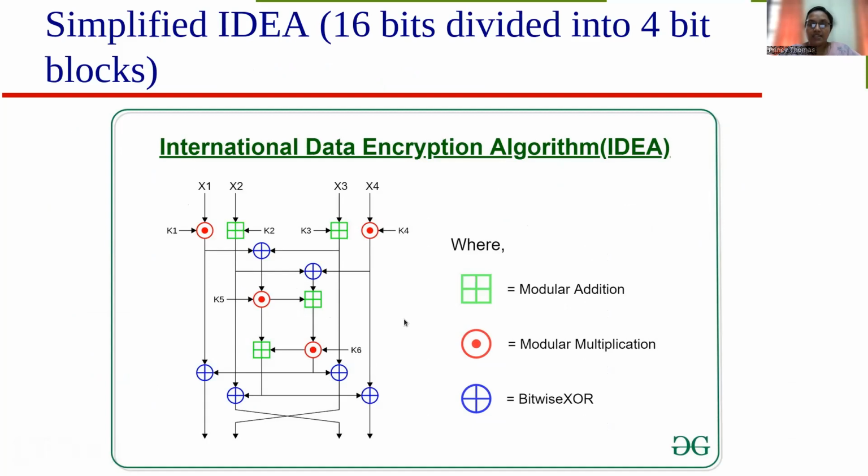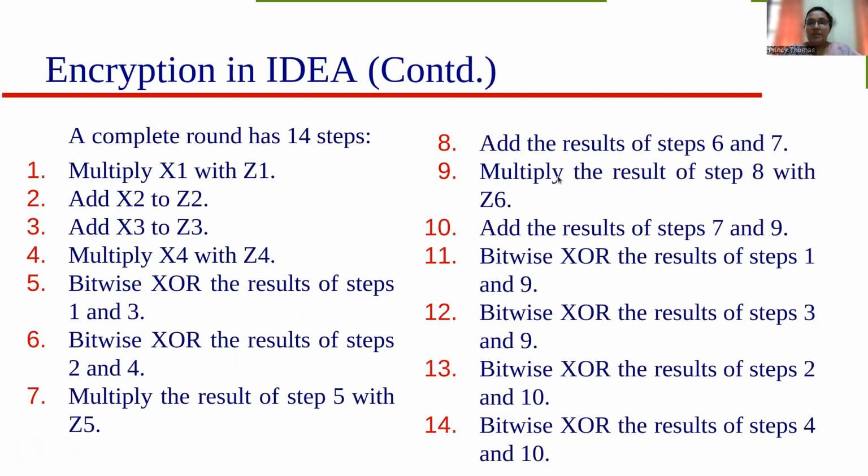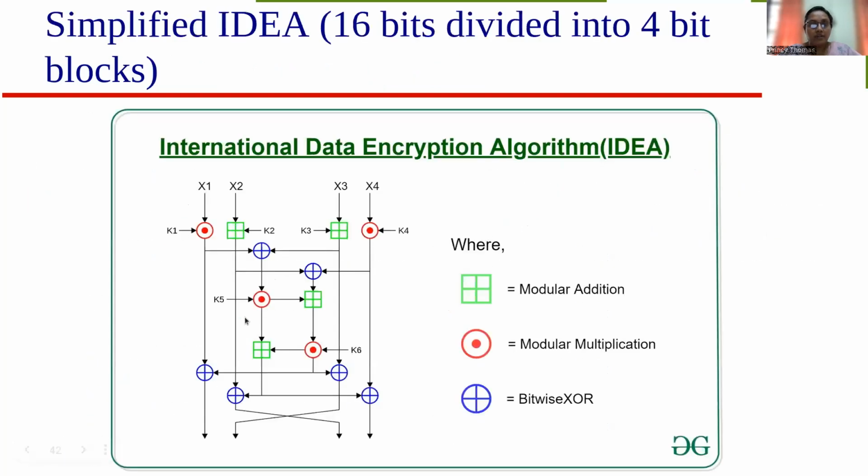And similar to that, we are seeing multiply the result of step 8, that is this result, with Z6, and then add step 7, the result of multiplying with Z5 and Z6, we add those two. So look what's happening over here.